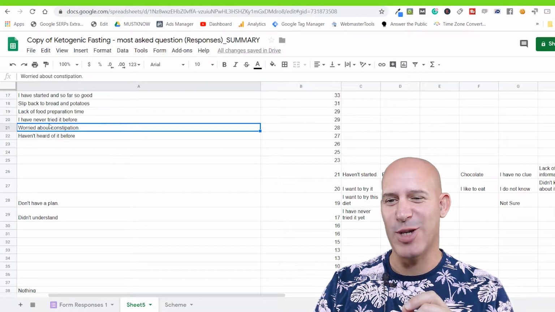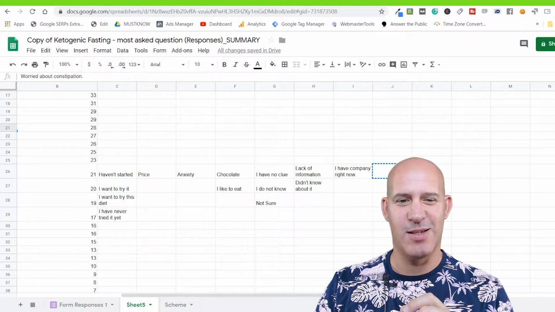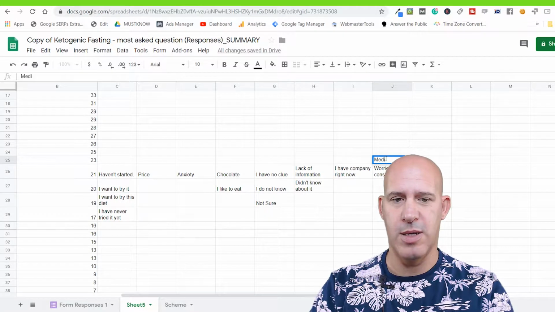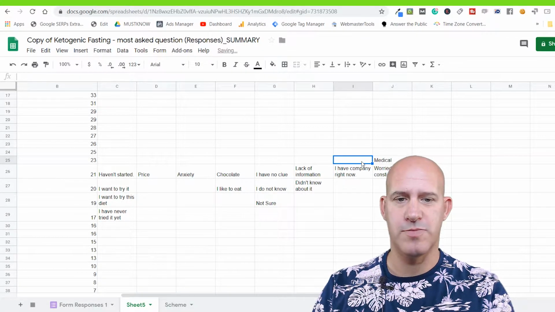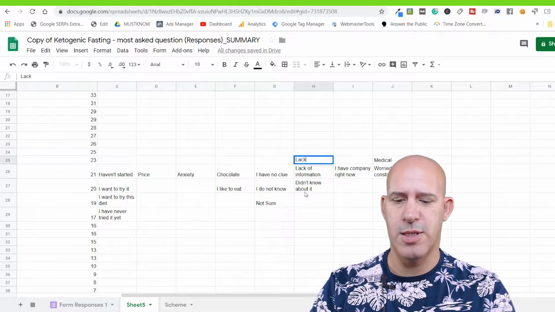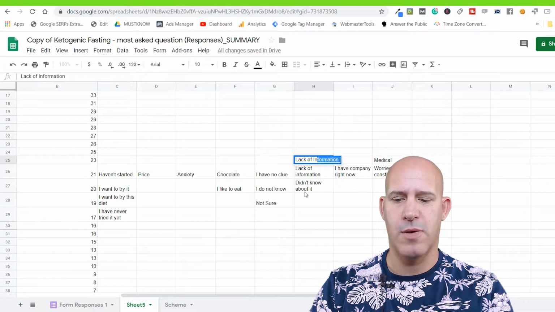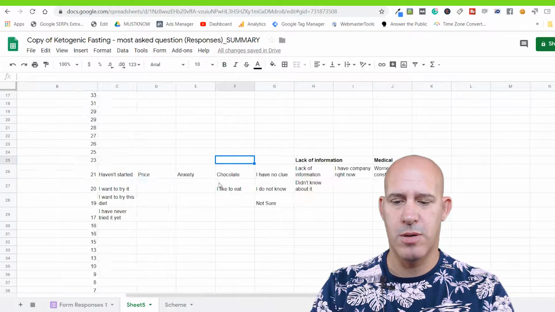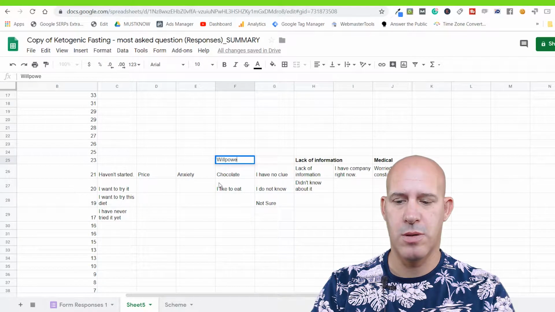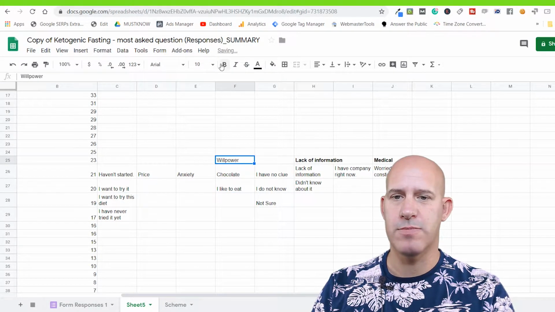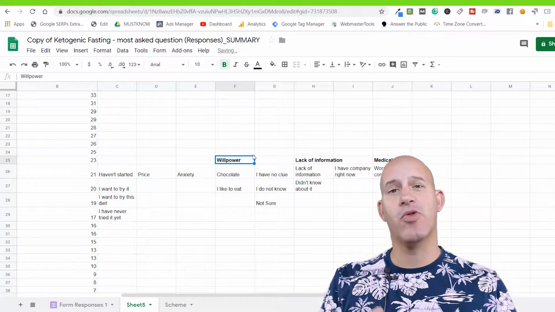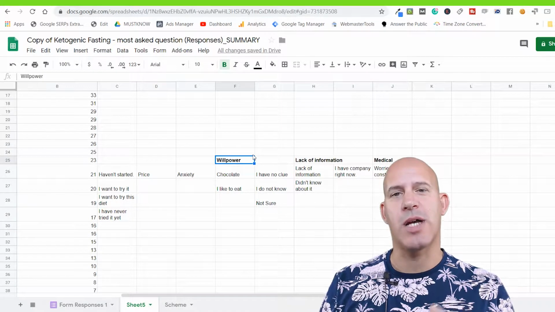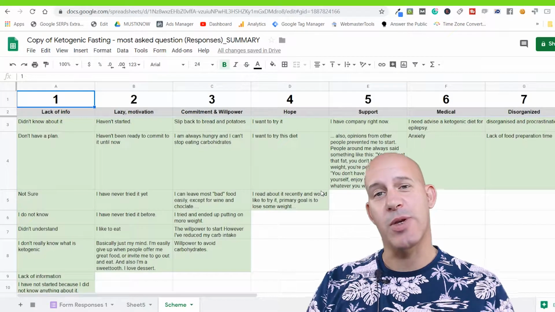Worried about constipation. Wow, that's something. So this is medical, so this could be medical issues. This is lack of information. This is willpower. So you see, you just group them in topics and you are going to stack several answers under each topic. Here is how it looks when you're done.